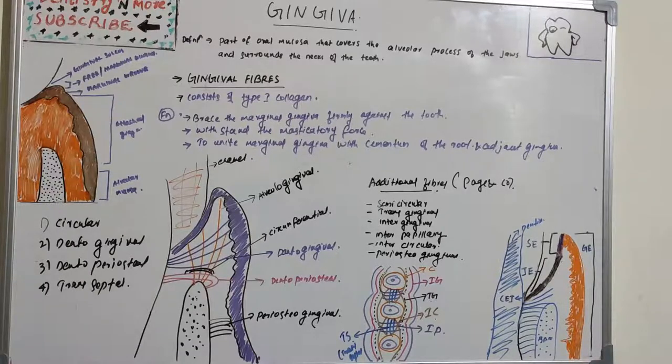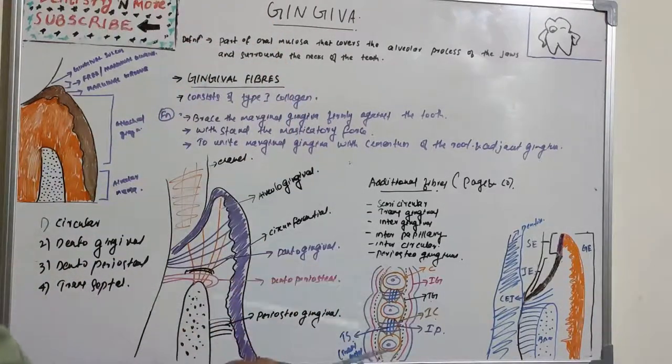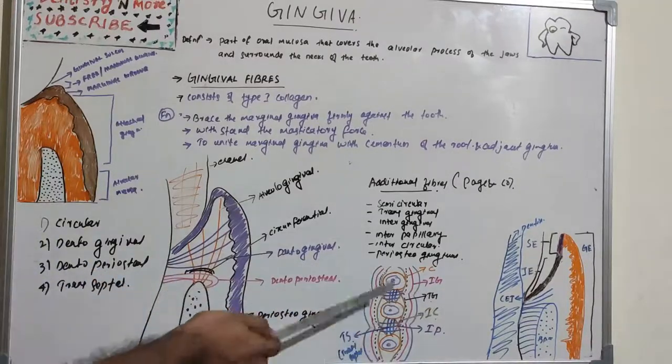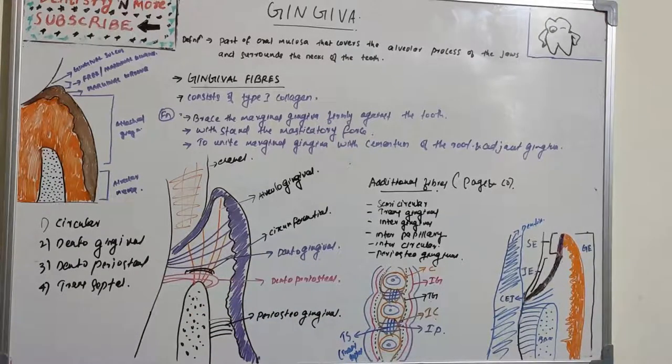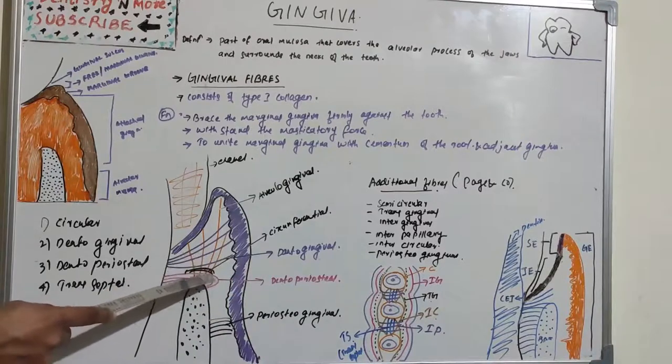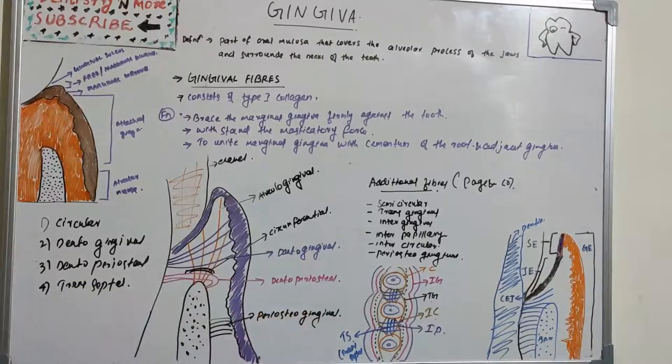Circular fibers are fiber bundles which run their course in the free gingiva and circle the tooth in a cuff or ring-like fashion. Circular fibers will not be shown here. This is a cross section, so you can see the circular fibers here, which circle from the top view. This is the top view of the gingiva, and this is a side view. You can see this orange circle, which is the circular fibers, running their course in the free gingiva. It encircles the tooth. It is not easy to show here. So that is circular fibers.